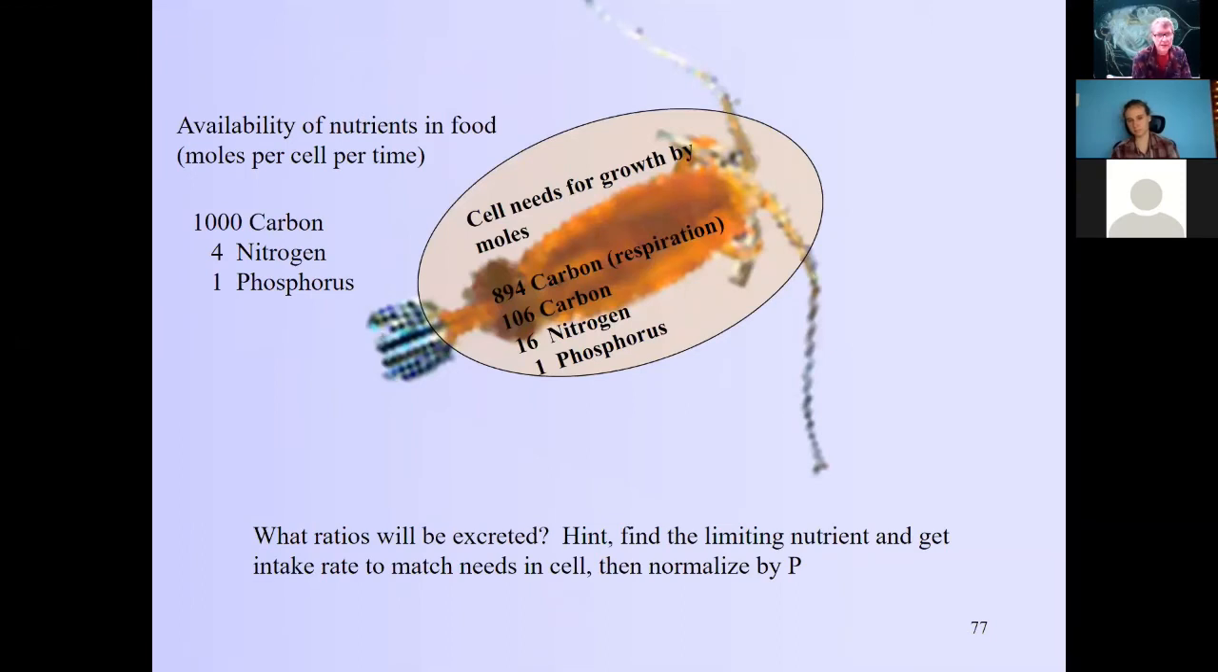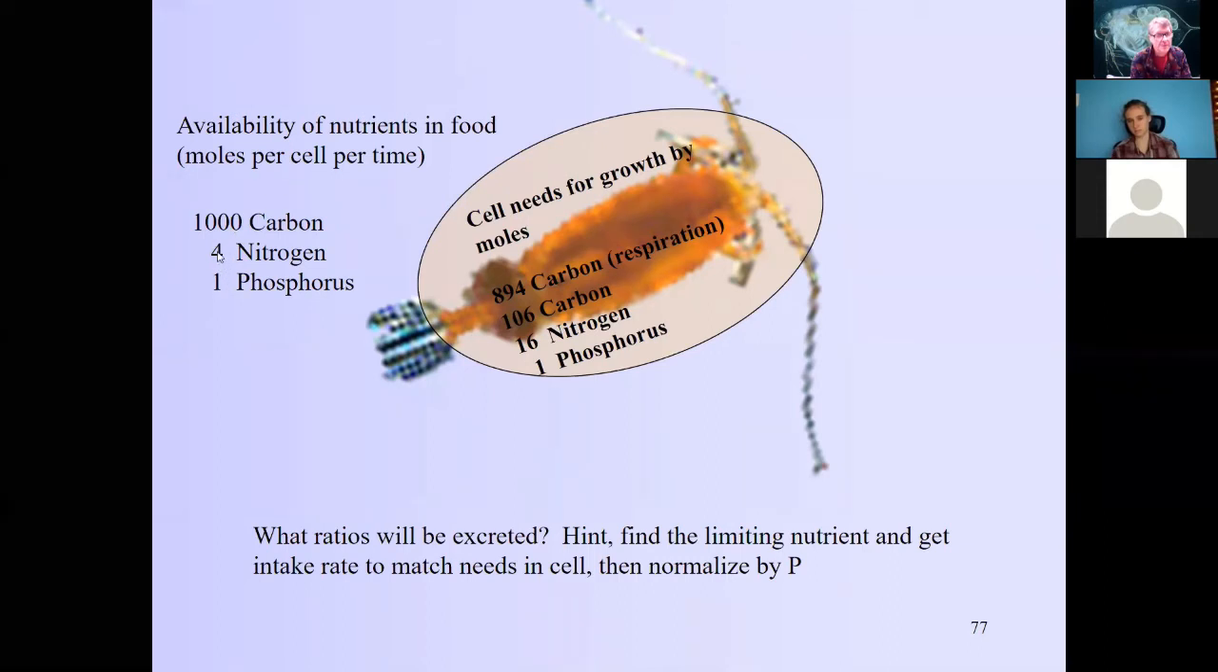So let's just give an example here. We have the nutrients in food. So now what I do is I've got some algal cells that have 1,000 carbons and 4 nitrogens and 1 phosphorus. So the first thing, if they've got 1,000 carbons, why would they have 1,000 carbon? And what might lead to having a bunch of carbon, instead of being at 106 to 16 to 1? What would lead to that?